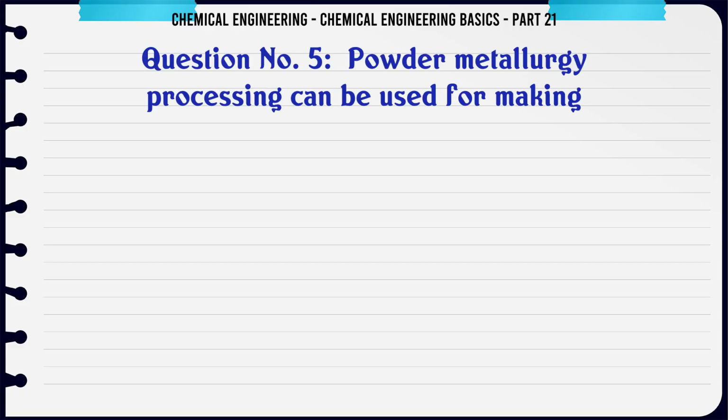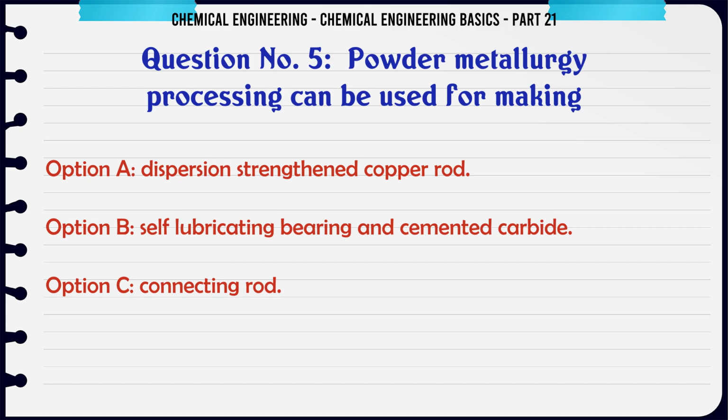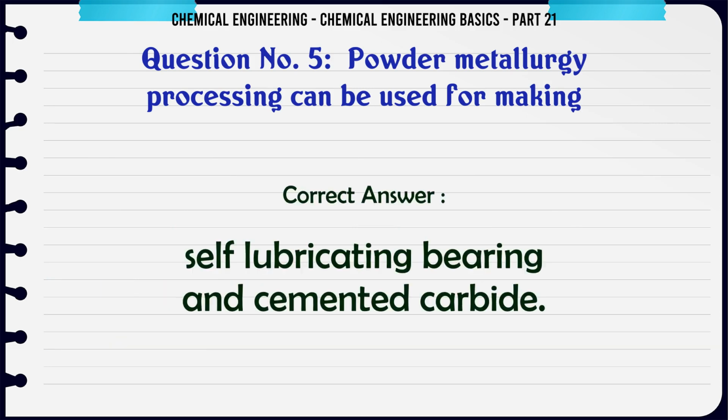Powder metallurgy processing can be used for making: A. Dispersion strengthened copper rod, B. Self-lubricating bearing and cemented carbide, C. Connecting rod, D. Piston. The correct answer is self-lubricating bearing and cemented carbide.